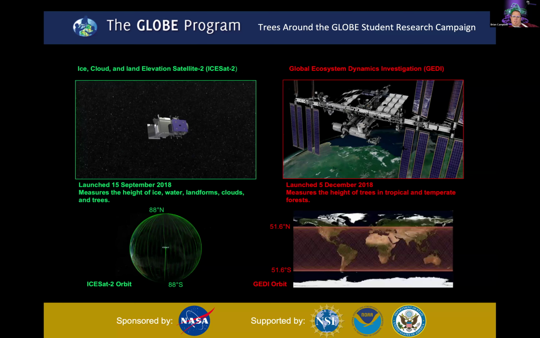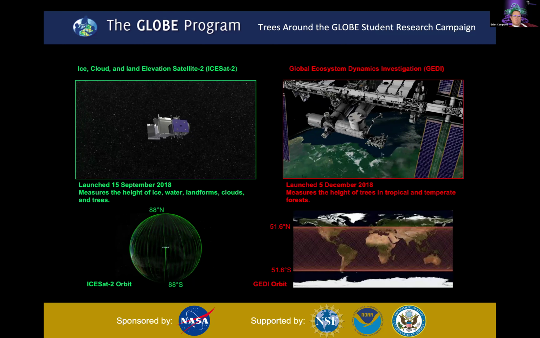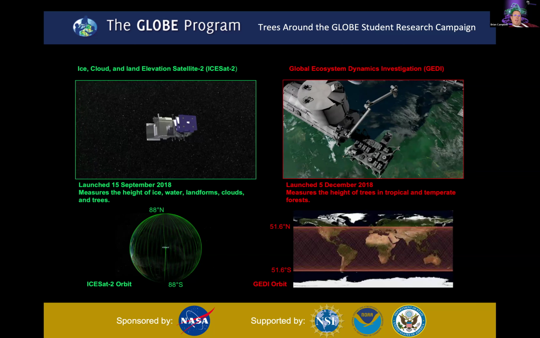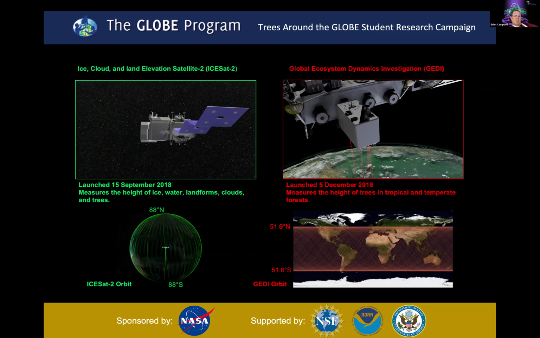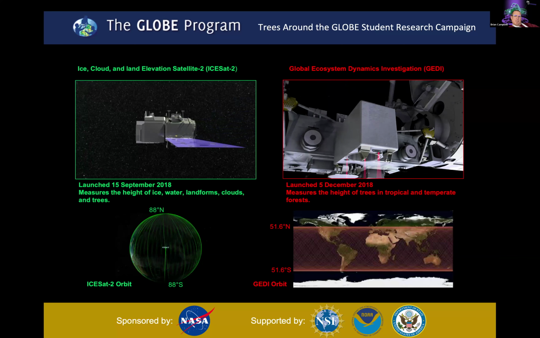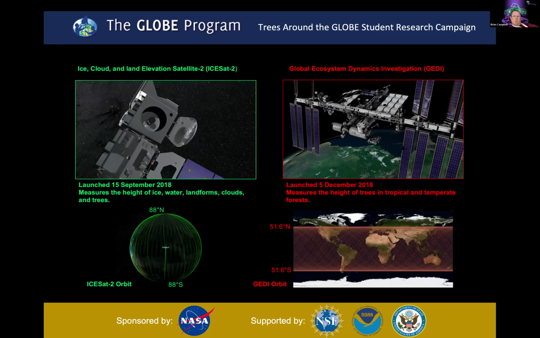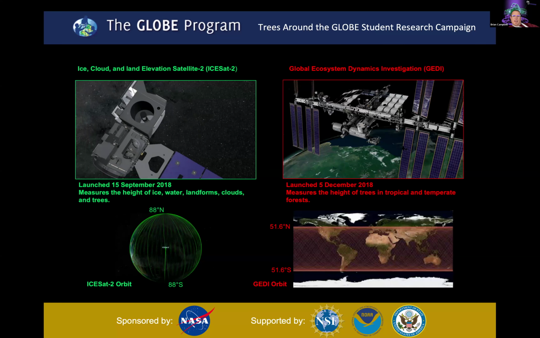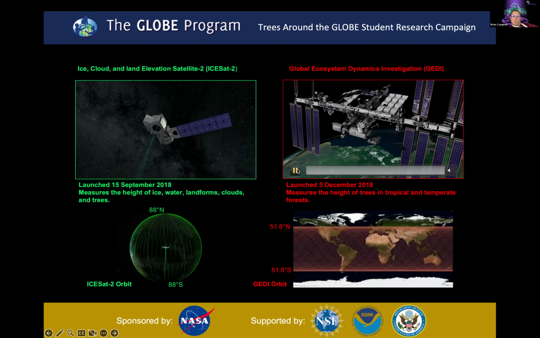So with that said, I have these two, sorry, I went too far. All right, there we go. So we have ICESat-2 and we have GEDI. They were launched pretty close to each other. Of course, ICESat-2 was a couple months before, and then on the 5th of December, 2018, they sent GEDI up to the International Space Station.